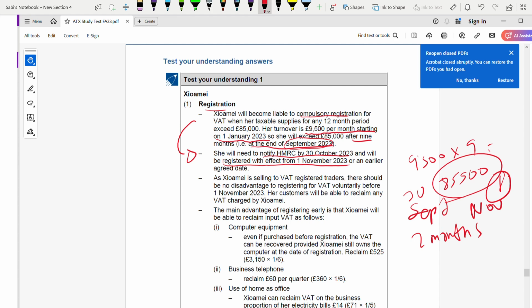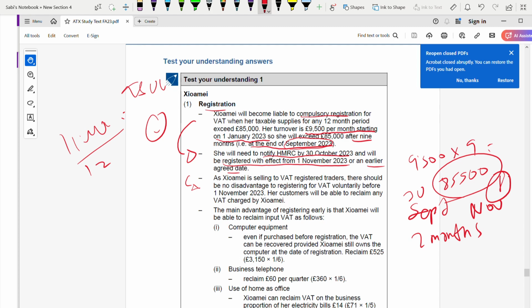So will be registered with effect from 1st of November or an earlier agreed date, but let's assume 1st November. So now, first point, you have to decide whether they are exceeding the registration threshold. You need the annual divided by 12 months, and monthly it's 9,500, and see in which month it is exceeding 85,000. So at 9, then you take the dates. After that, you have to talk about advantages and disadvantages of registering voluntarily or not.